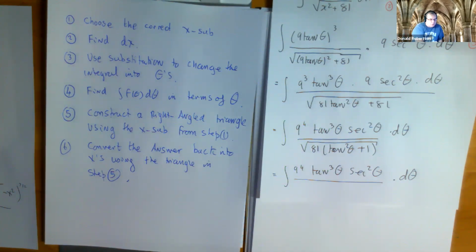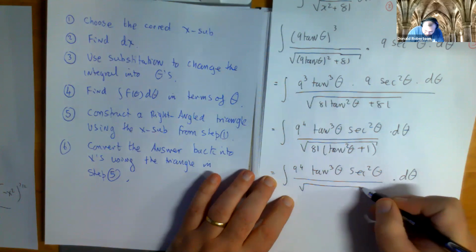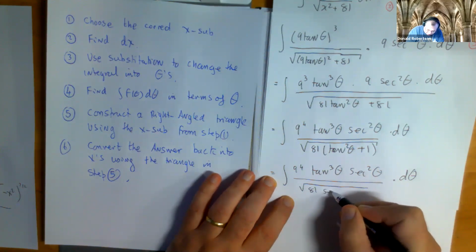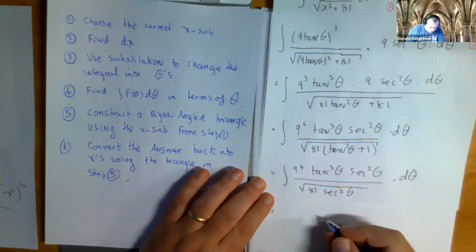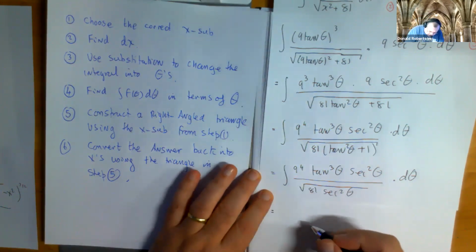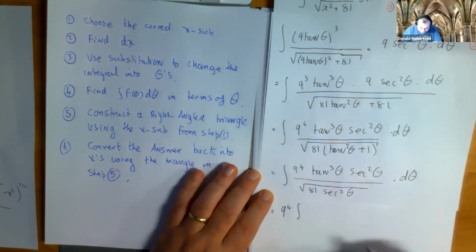Does anybody remember what tan squared theta plus 1 is? Trig identity. Tan squared theta plus 1 is secant squared. So I'm now going to have the square root of 81 secant squared theta. I have no idea what 9 to the 4 is, but can I just pull it out there and I'll worry about what it is later.